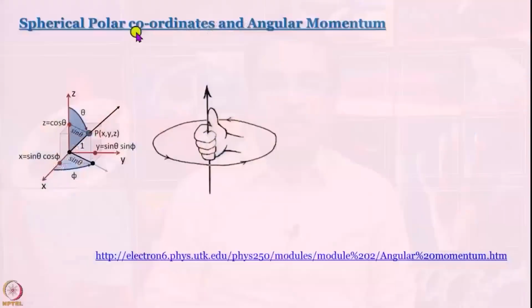Before starting our discussion of hydrogen atom, it is important that we prepare ourselves a little bit. Keeping that in mind, today we are going to discuss a different coordinate system from the Cartesian coordinate, that is spherical polar coordinate, and also we are going to talk a little bit about this rather important quantity that we must have studied in physics, that is angular momentum.